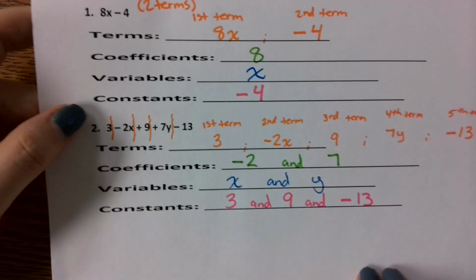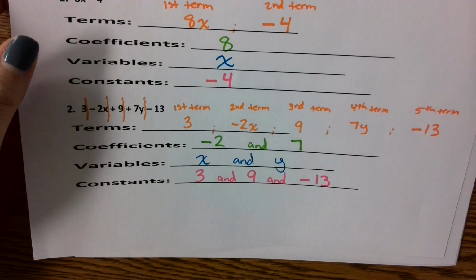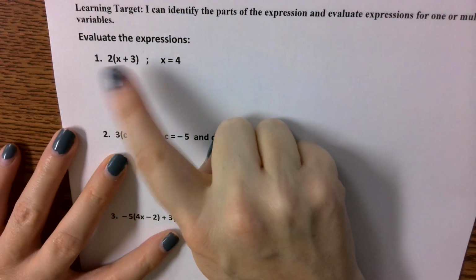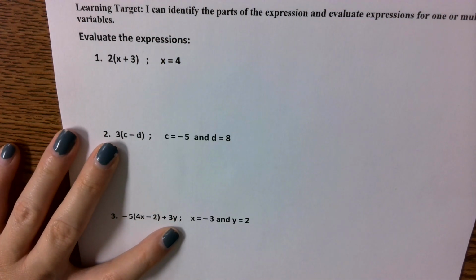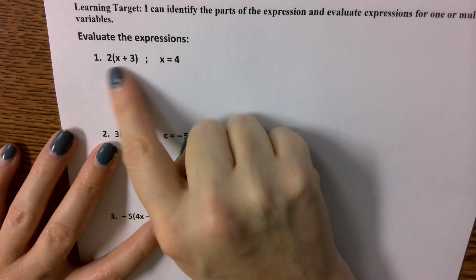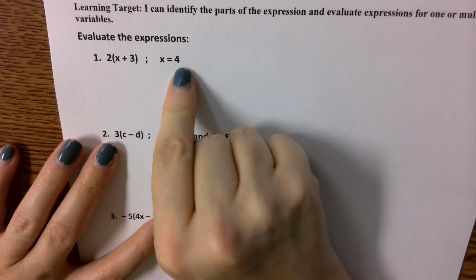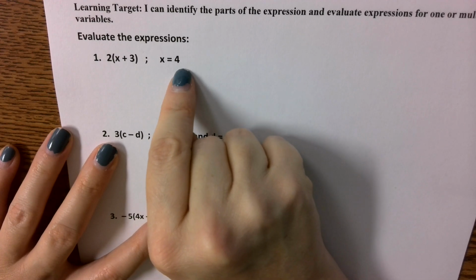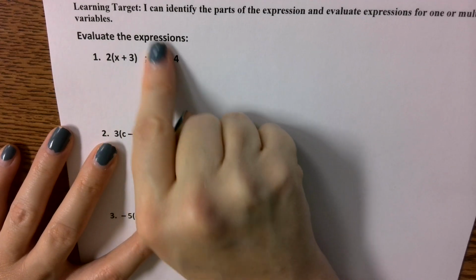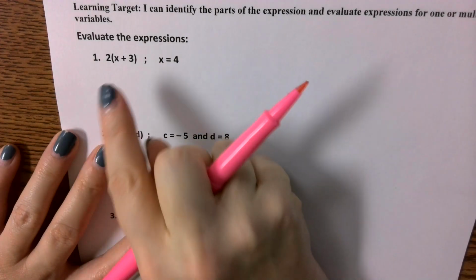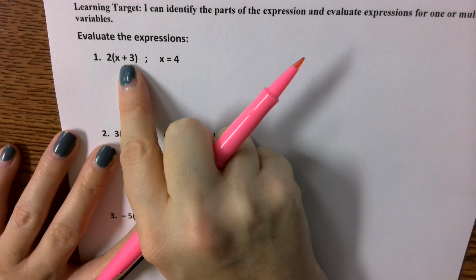Now we're going to flip it over to the back, and we're going to talk about evaluating. There are a lot of different terms for working problems out. They might say solve, evaluate, or substitute. These are all the same thing. Remember I told you a variable is an unknown value. Here I'm giving you an expression and a value for your variable. If our variable equals 4, then what would 2 times x plus 3 be evaluated at?